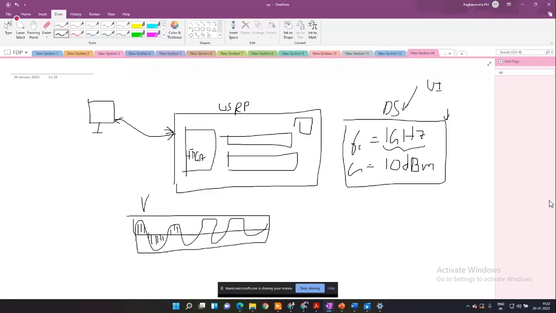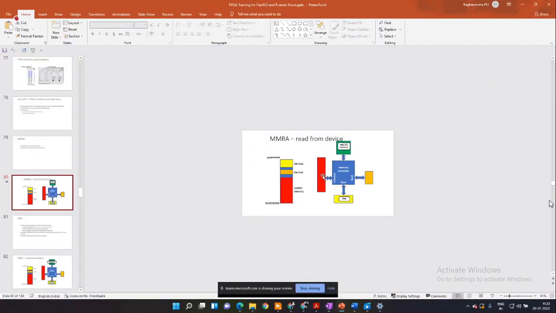Since one of them has a smaller data size and the other has a larger volume, there are two ways in which we send and receive data from a USRP. One of them is called an MMRA. Now I'll show you, there's actually an animation in this.